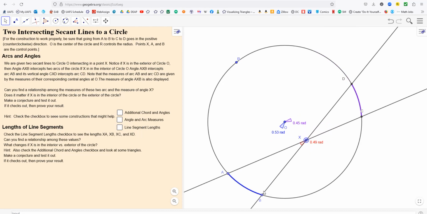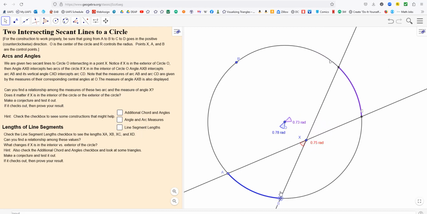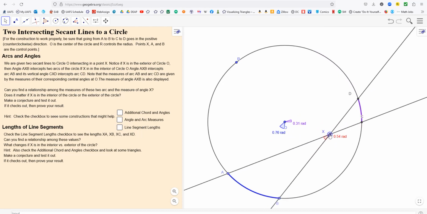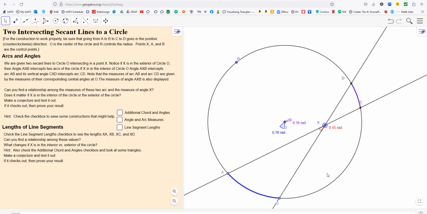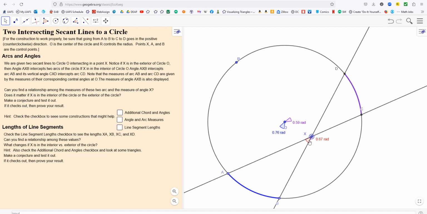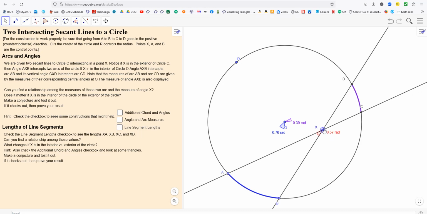X, A, and B are your control points. Okay. So suppose we have something like that. How does that compare? So there's the measure of that.